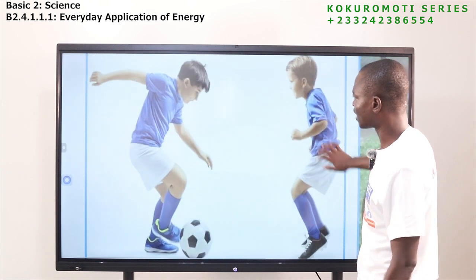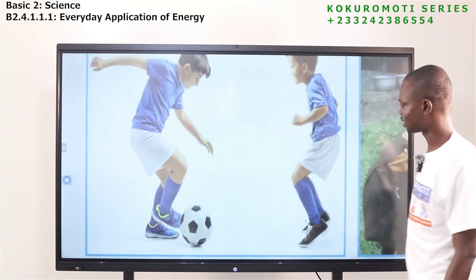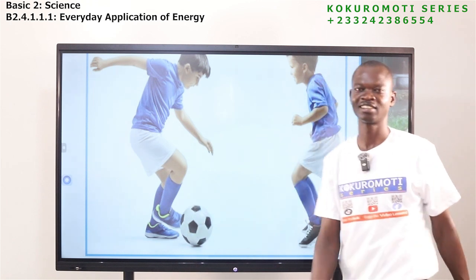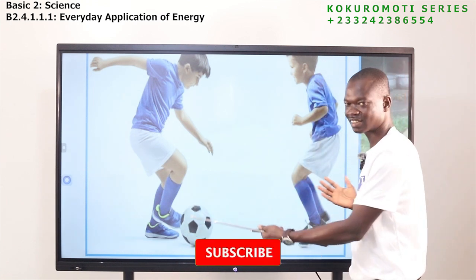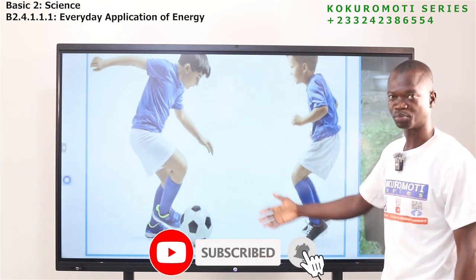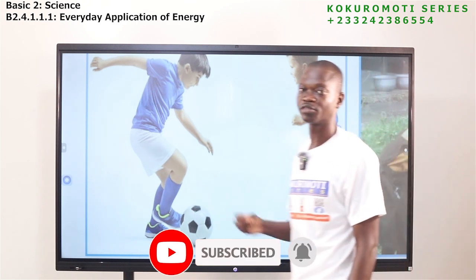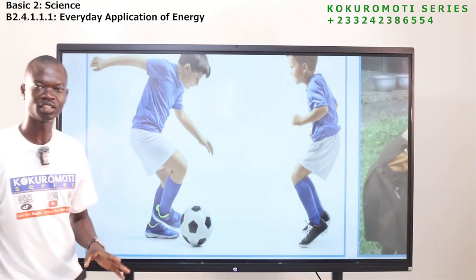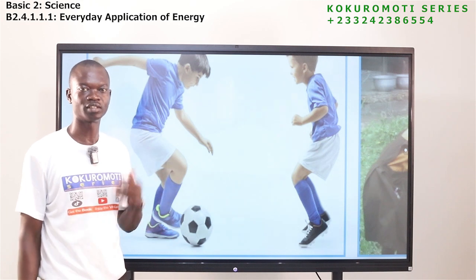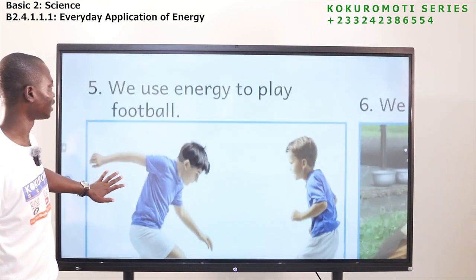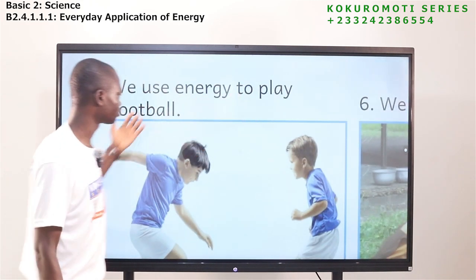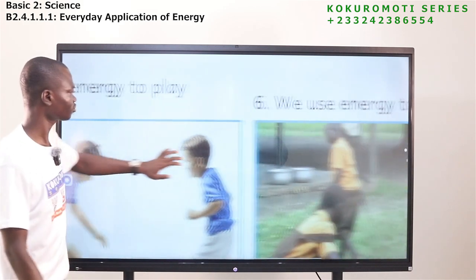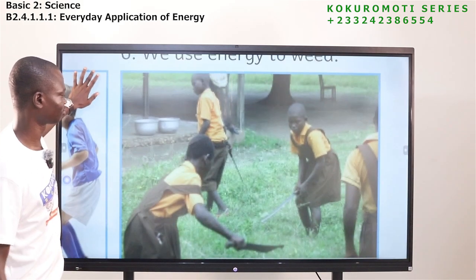Now let's come to this side. Yes, the boys and some of the girls, they like this thing. What is this? See, they are playing what? Football. If you are hungry, can you play football? No. But if you have eaten and you are full up, you can play what? Football. So we are saying that we use energy to play what? Football. Okay. Let's come to this side.